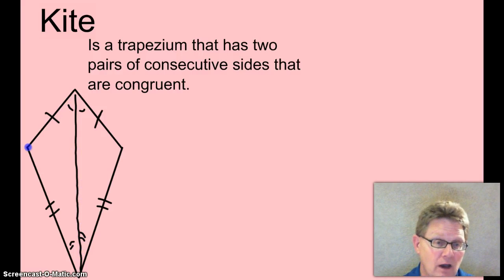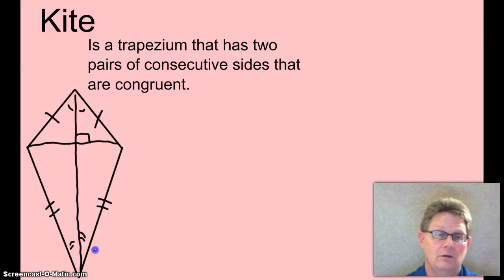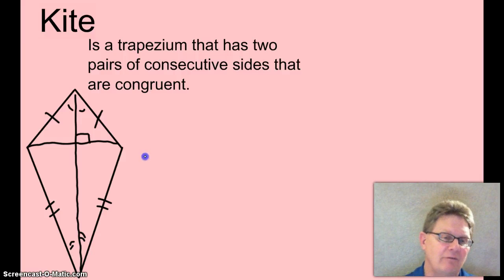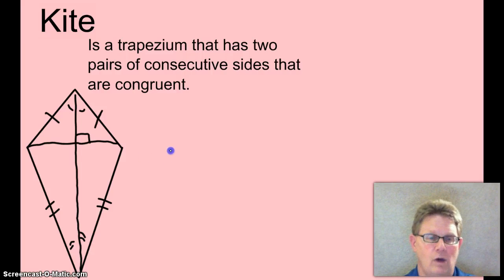And when you draw the other diagonal, it will be perpendicular to the first diagonal. And just like in a rhombus, the diagonals are perpendicular. That's also true. The diagonals of a kite are perpendicular. So that's why a kite is a rhombus wannabe. It could never be a rhombus, but it certainly does want to be one.